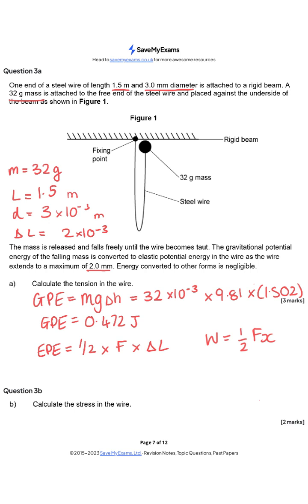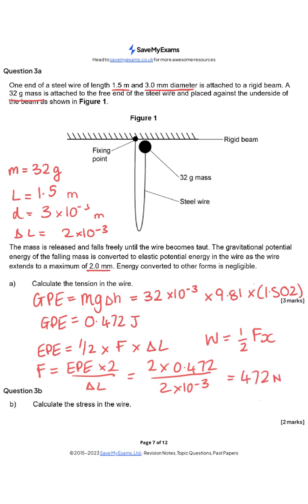So we're going to rearrange that for F. So F is going to be equal to our elastic potential energy times 2 divided by delta L. And it says in the question that all of that gravitational potential energy is converted into elastic potential energy. So we're going to use our answer from the one above, our GPE. So we do 2 times 0.472 divided by our extension, 2 times 10 to the negative 3, or 2 millimeters, and you should end up with a force of 472 newtons, or 470 if we're doing it to 2 significant figures.